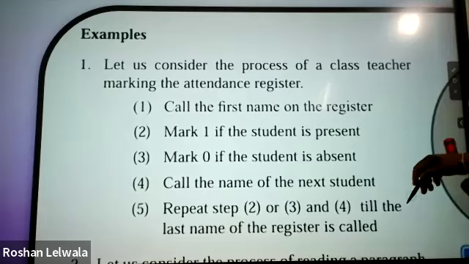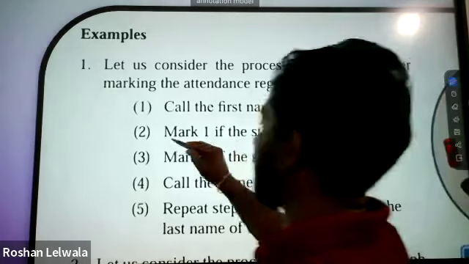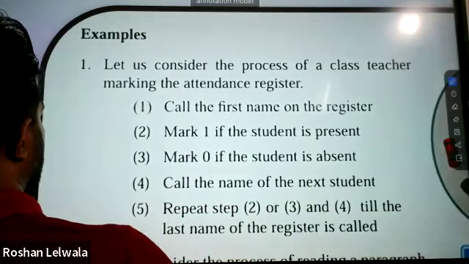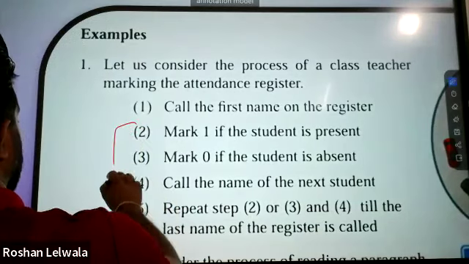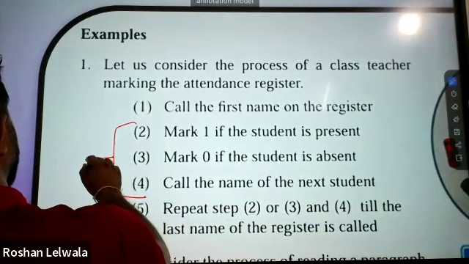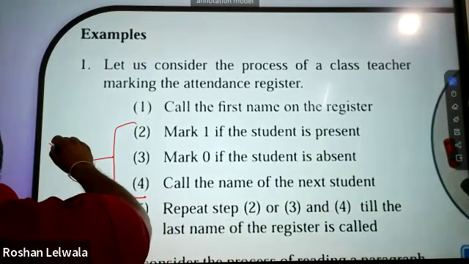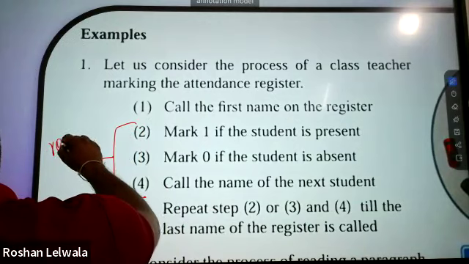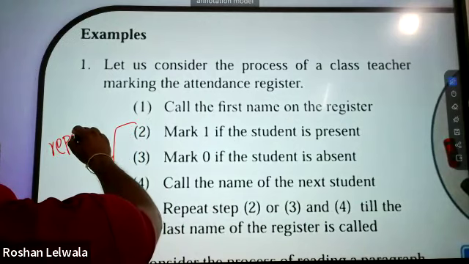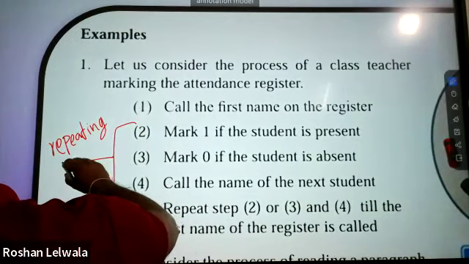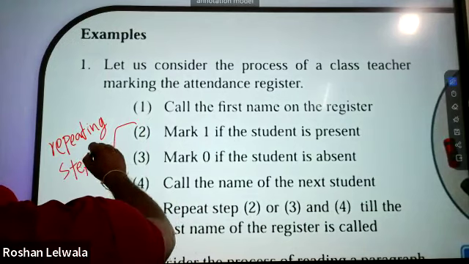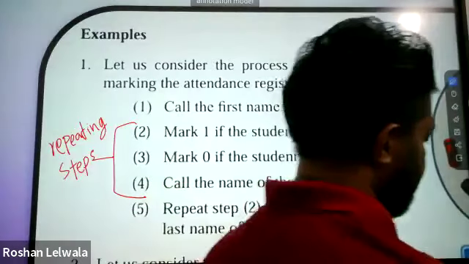Then write these things, and you have to mention here like this. These are the repetitive questions, 2, 3, 4. These are the repeating steps.